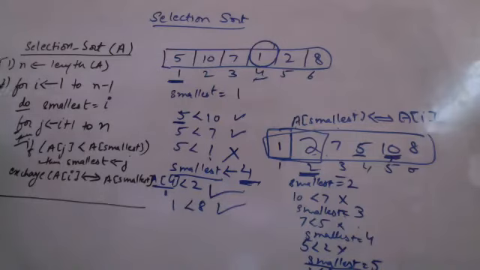If I am running this algorithm here, again, this is the outer for loop. If you want to put the brackets, this is the inner for loop. The exchange is happening after the inner for loop is over.